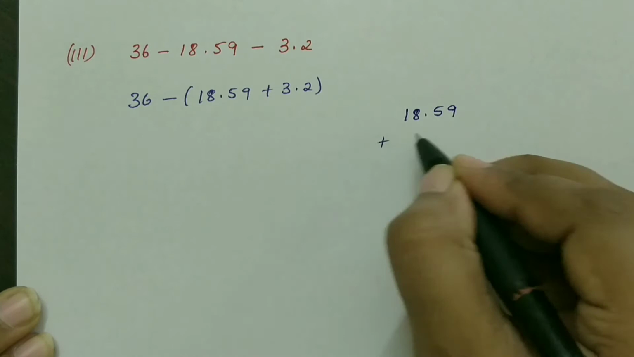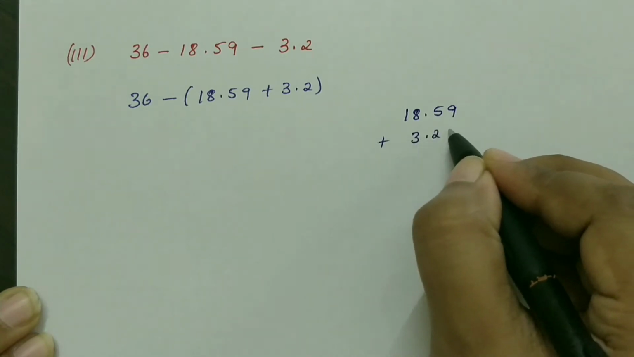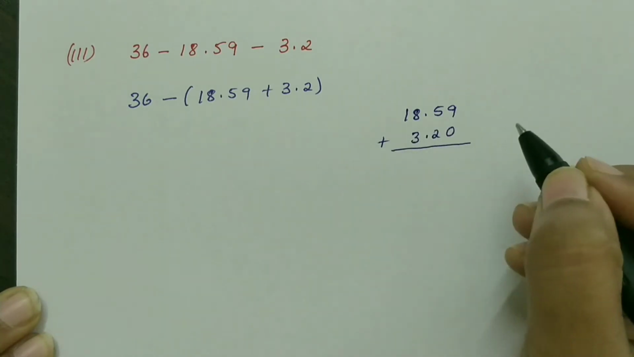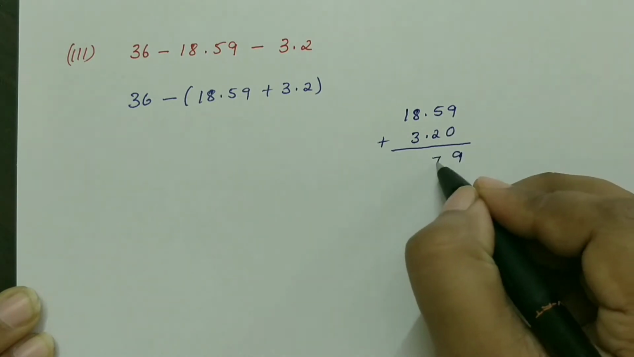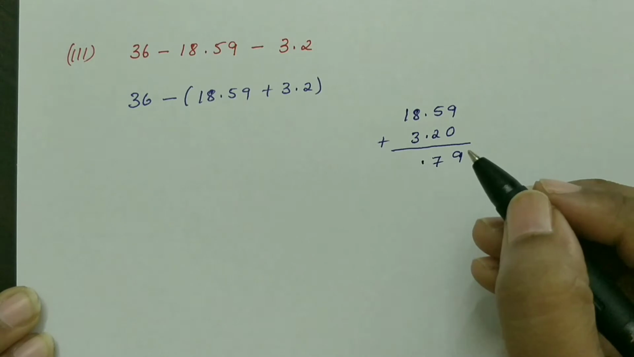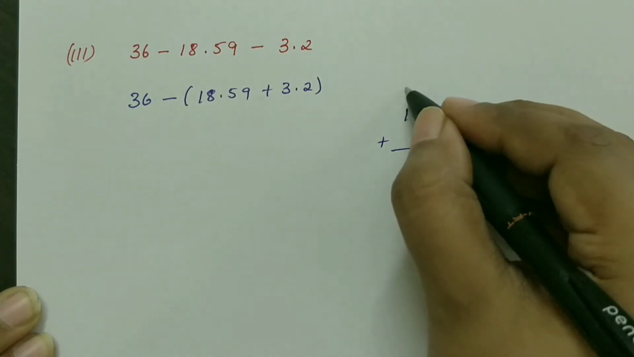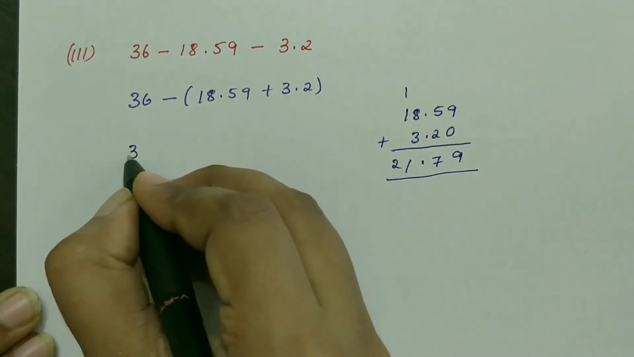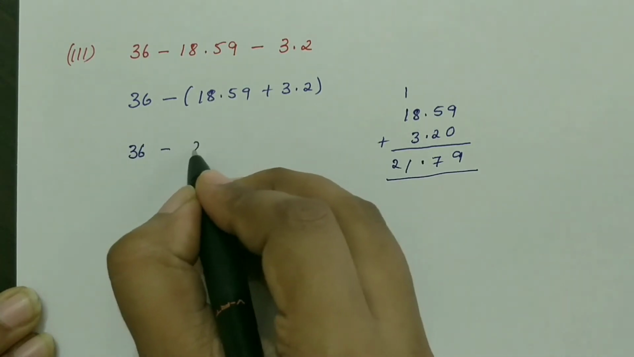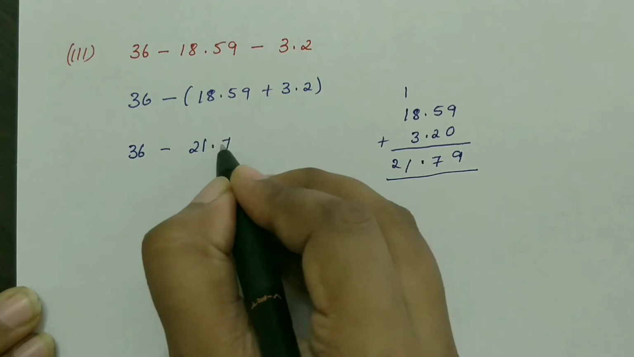18.59 plus 3.20. 9, 5 plus 2, 7, decimal point, 8 plus 3, 11, 1 plus 1, 2. So 36 minus 21.79.